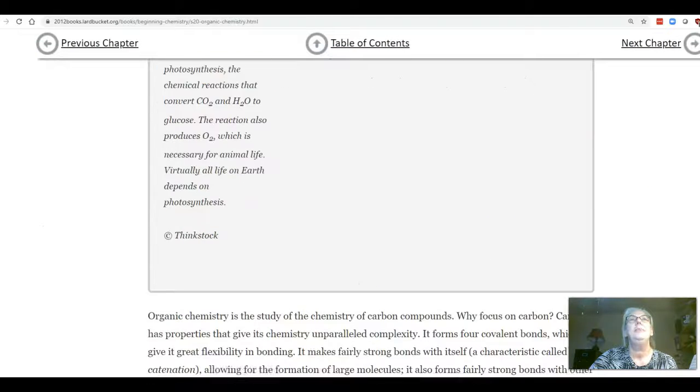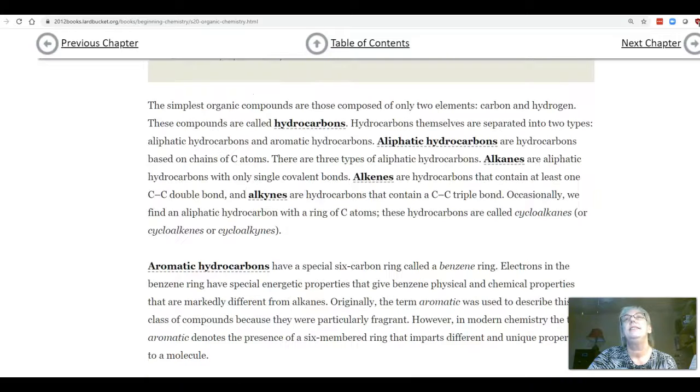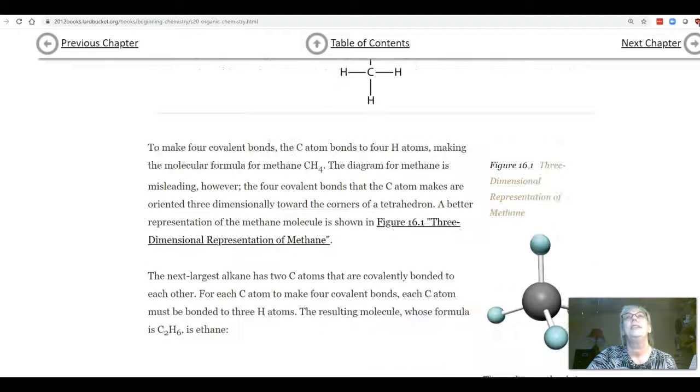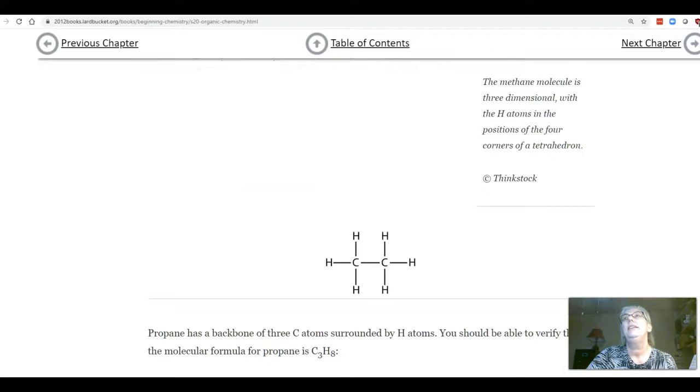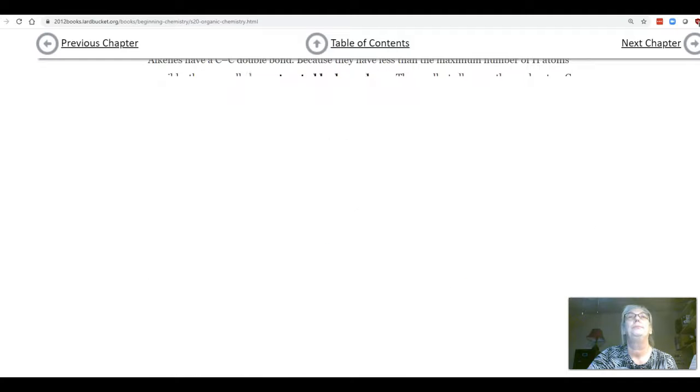So take a look at the opening essay, and then they're going to talk about different types of carbon-hydrogen bonding, and those have different categories. So look through this, the different names. And alkanes have single bonds, alkenes and alkynes have double and triple bonds, so make sure you understand that. And the geometry of the carbon-hydrogen bond is important.